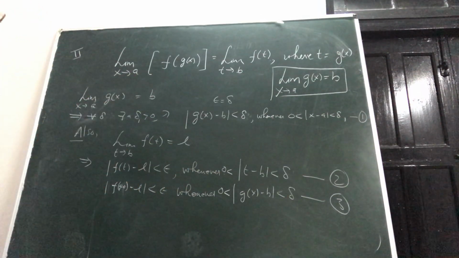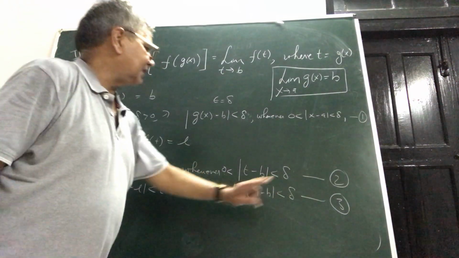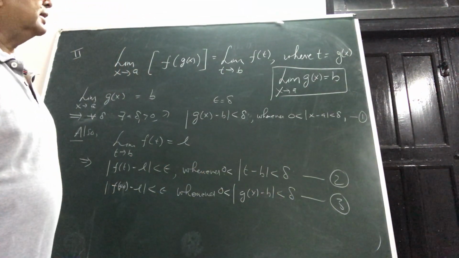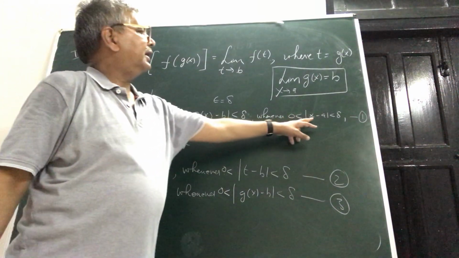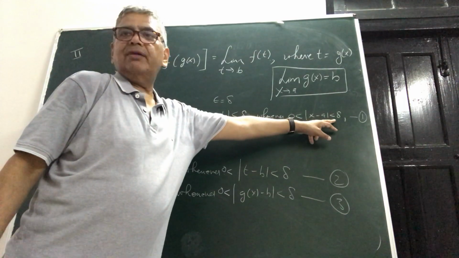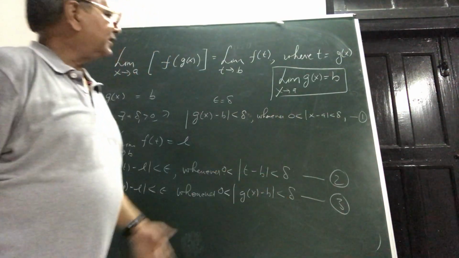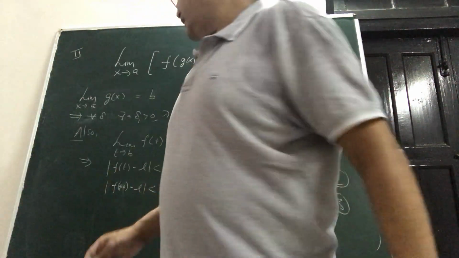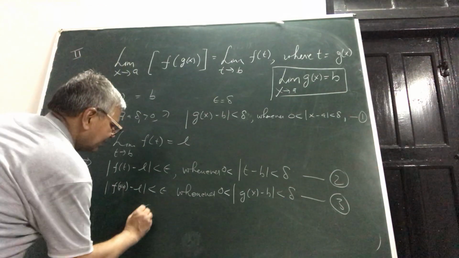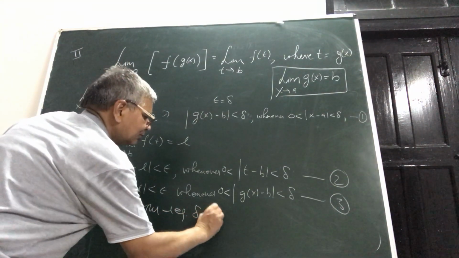Now see what the important point is. This is less than epsilon whenever mod g(x) minus b is less than delta, and mod g(x) minus b is less than delta whenever mod x minus a is less than delta 1. So our required delta is delta 1. From results 1 and 3, the result is proved. The required delta is equal to delta 1.